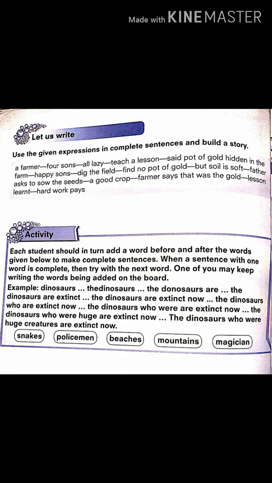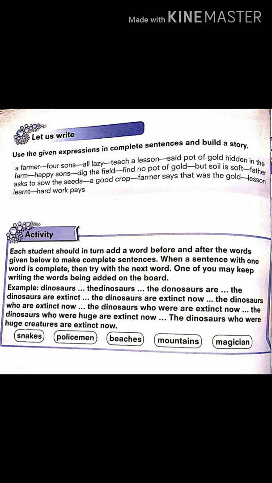So use each and every word given here, like a farmer, 4 sons, all lazy. So how can you write the sentence? Once in a village named, you can name something. Village named Pimpernir, a farmer lived along with his 4 sons. His four sons were very, very lazy. So the farmer decided to teach them a lesson.